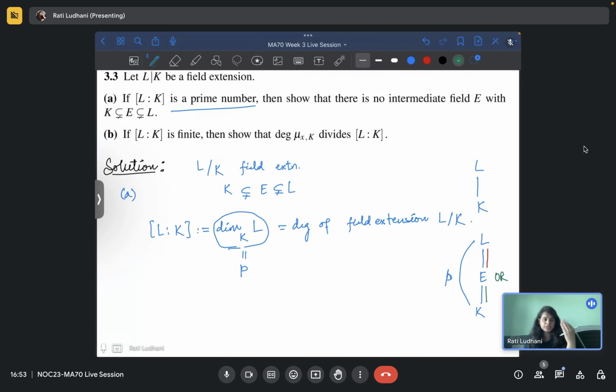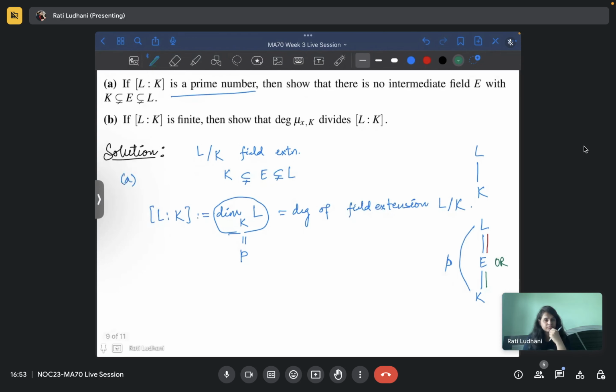That means, basically, we cannot factorize p because we have this dimension representation. Yes, what type of result is available? The dimension of L over K is equal to the dimension of E over K times the dimension of L over E.